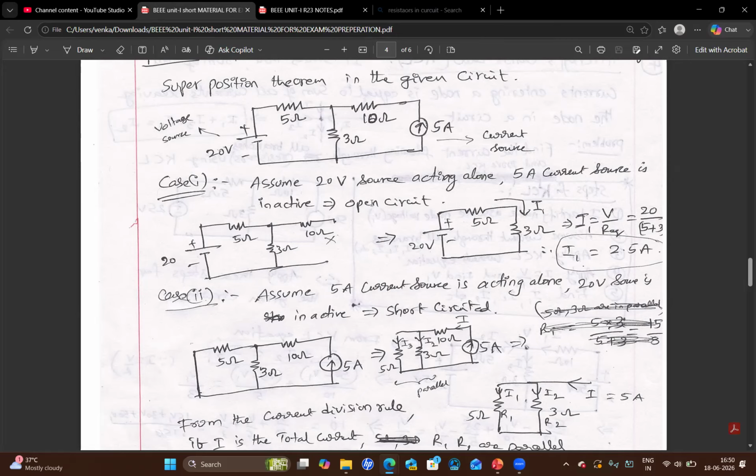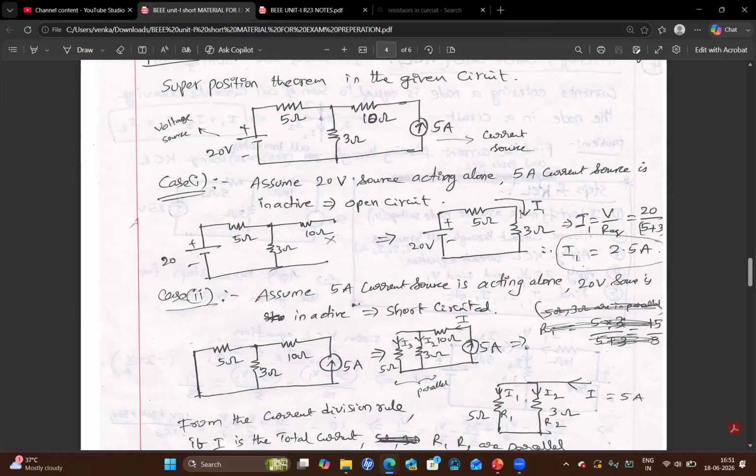Inactive means, as we already said, that a current source should be open circuited, and if a voltage source is inactive, it should be short circuited. Here it is a current source that is inactive, so make it an open circuit. Open circuit means we need to remove this source. Just remove, disconnect. So we have removed it. There is no current source. If there is no source, this resistor is also not connected to anything, so this can also be removed. The equivalent circuit is the 20 volt source, 5 ohm and 3 ohm resistors like this.